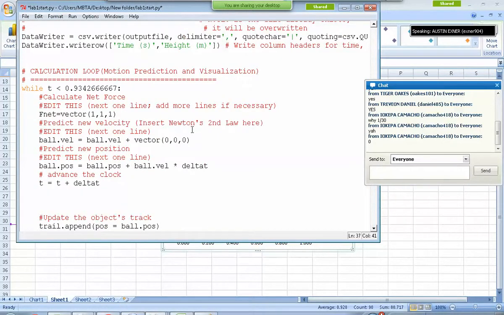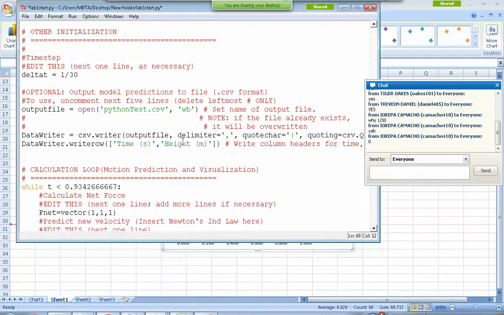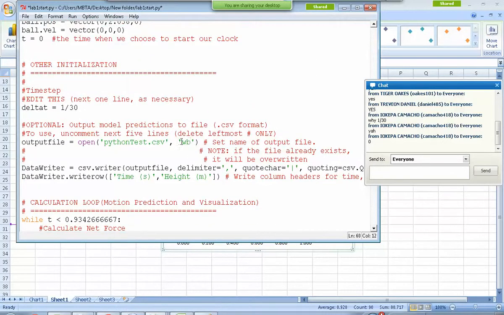And then here's where our velocity will come in. See this velocity? The velocity changes. And how does it change? Well, it changes as a function of gravity. So I need to put in a few things into here.